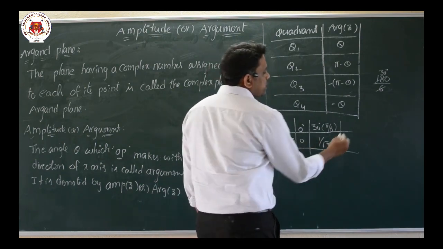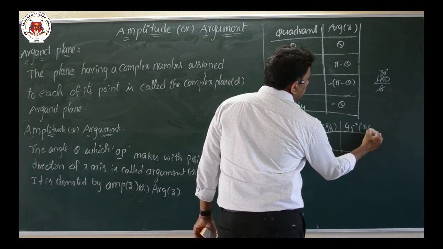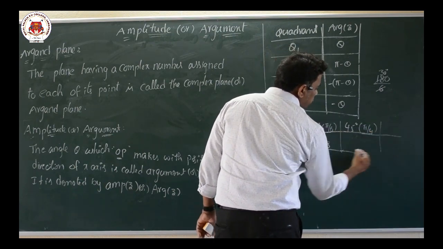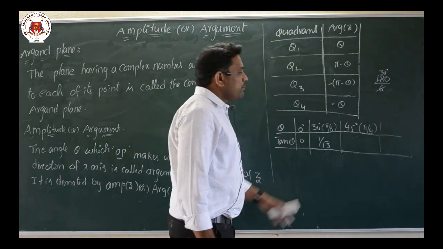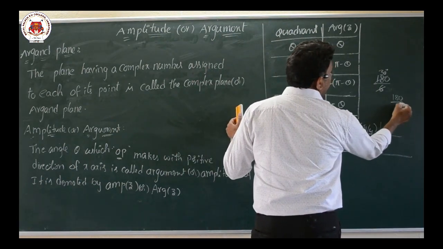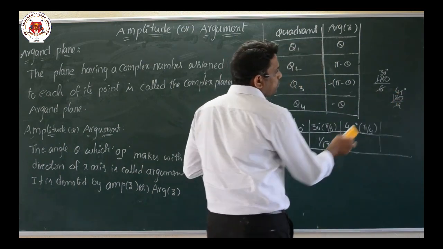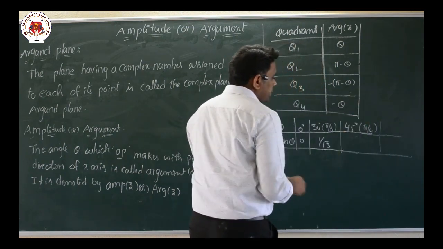Next one is 45 degrees. In radians we will write it as pi by 4. Very important, this table, children. Why pi by 4? Because the pi value is 180, by 4. 4 how many times cancels? 45 times. So this is 45 degrees. So the tan 45 degrees value is 1.